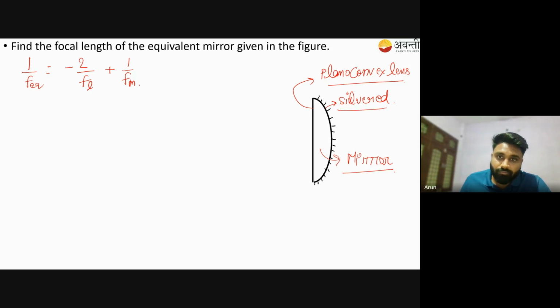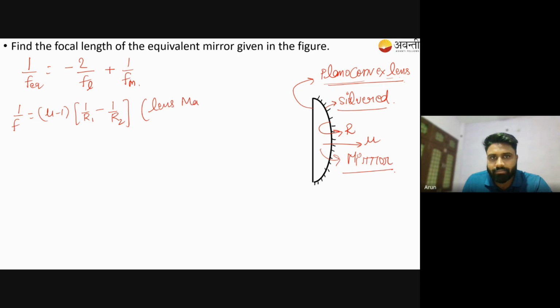Now we have to find the focal length of this lens, and this lens is a plano-convex lens. So the radius of curvature of this surface is r, and the refractive index of this material is mu. Now we know that 1 upon f is equal to mu minus 1 times (1 upon r1 minus 1 upon r2). It is the lens maker formula. If you do not know the focal length of any combination given, like a plano-convex lens or plano-concave lens, just use the lens maker formula to find the focal length.